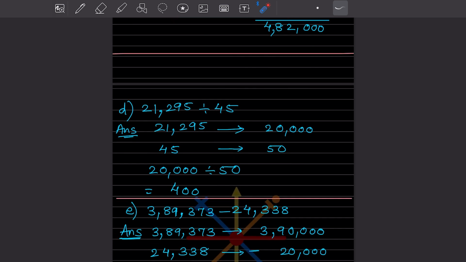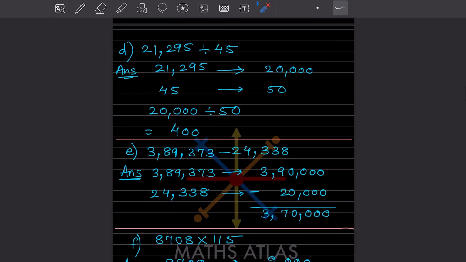Okay, now let us go for the next problem. Next means this is division. Okay, so same, you have to round first. This number I have written here. When you round it, it comes to 20,000. This 45 that I have written over here, that is 50,000. And when you divide it, you get the answer 400.